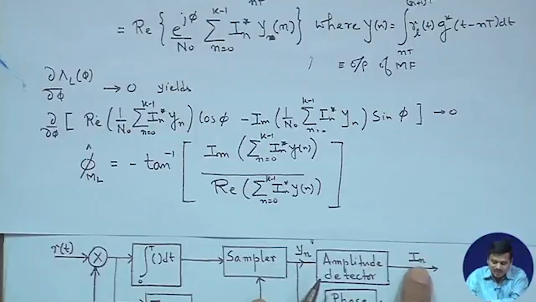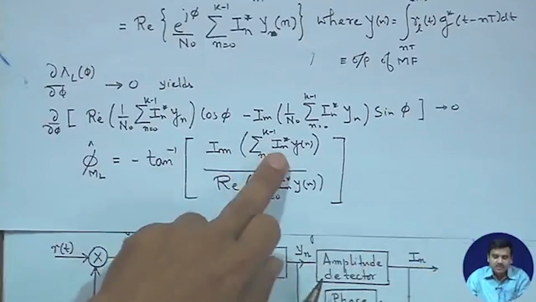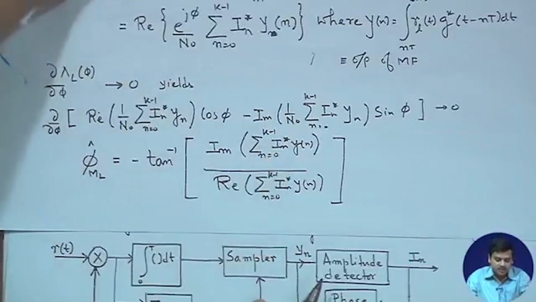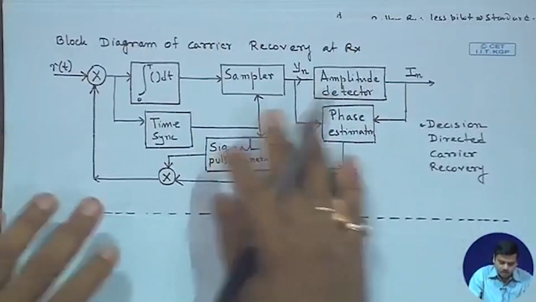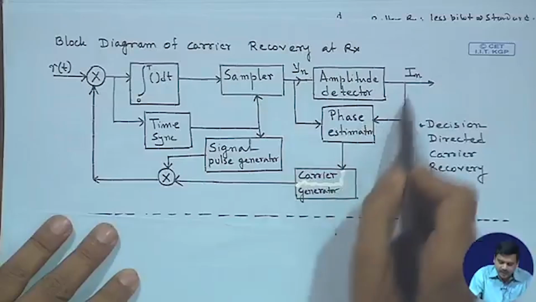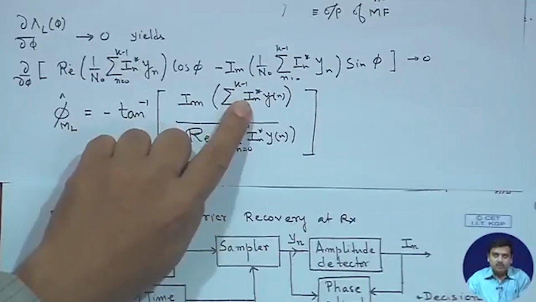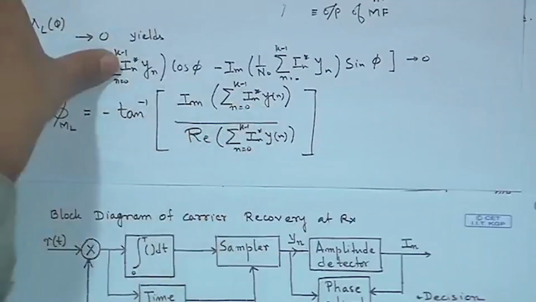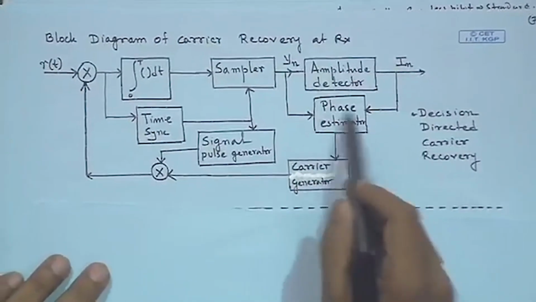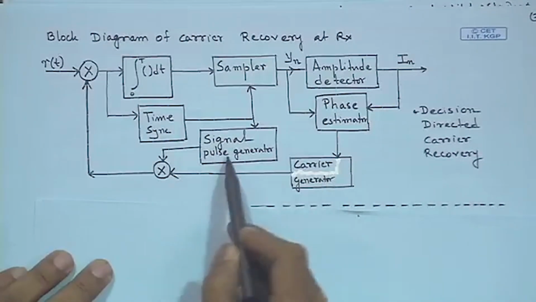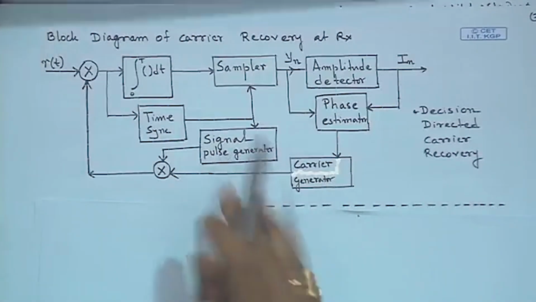So, this decision directs the phase later on. This is what we have detected. If it is known a priori, it could be a pilot, otherwise it could be decision directed. Moving further, using y n and I n is what you need to estimate the phase. If you look at this, you just need the I n and the output of the matched filter. So, if you do this, you can estimate the phase. Once you have estimated the phase, you pass it to the carrier generator. The carrier generator multiplied by the pulse generator is what is multiplied by the received signal. So, that is what you have.